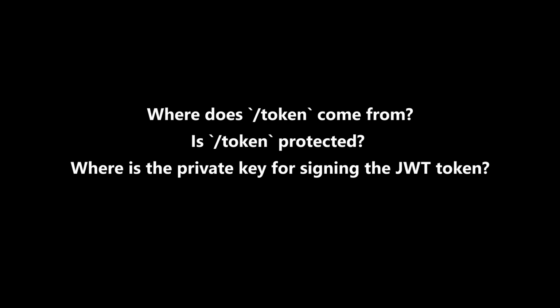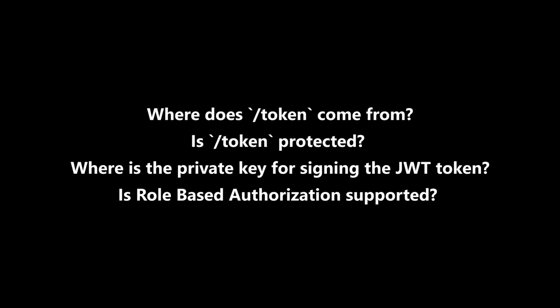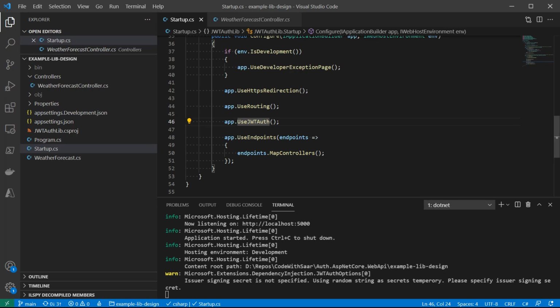Third one, if you know JWT authentication, you know the token is protected by a signature, which requires a private key. Who's specifying the private key at this moment? I would also want to know how to implement role authentication. In the next section, I'll answer these questions one by one. Let's start with the simple one.